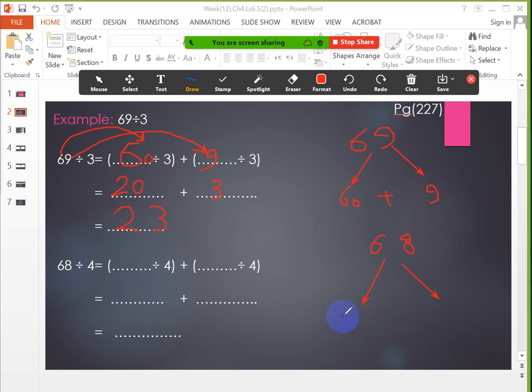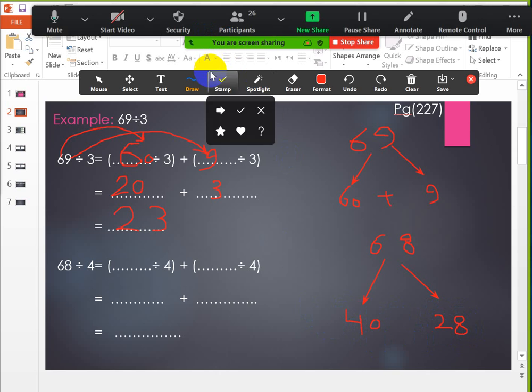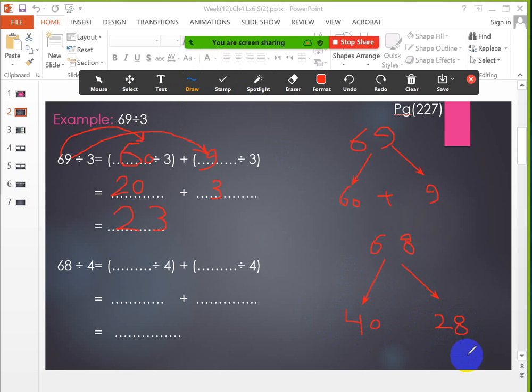So look, I will choose 40 and 28. Why? Because if you add those numbers, the answer will be 68, and both numbers are able to be divided by 4. I can divide 40 by 4. I can divide 28 by 4. Okay? That's why I choose 40 and 28.